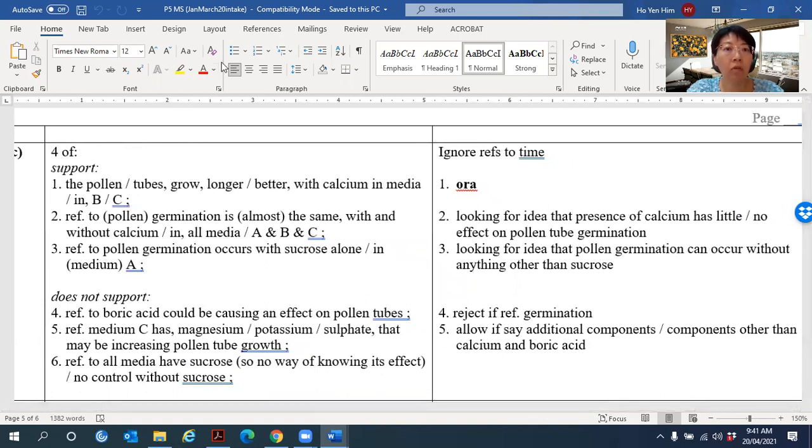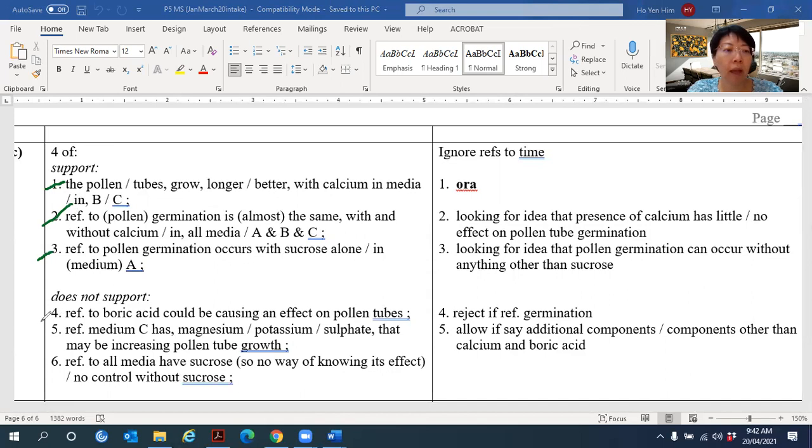Okay, so recap, evidence that supports: the pollen tubes grow longer or better with calcium in medium B and C versus A. So this one can support. Then the germination is almost the same with and without calcium in medium A, B, and C. And then thirdly, the pollen germination occurs with sucrose alone. So with sucrose alone, the pollen can germinate, so it could be that sucrose can promote germination.